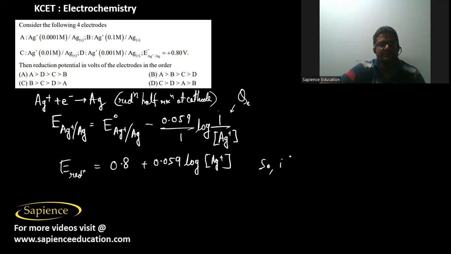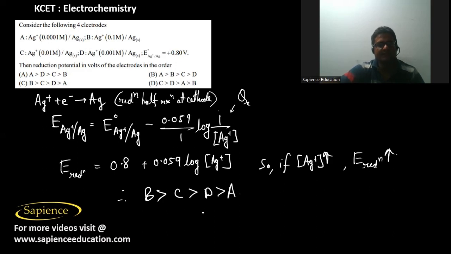So it means that if the concentration of Ag plus increases, then the reduction potential will also increase. So therefore the least concentration of silver will have the least reduction potential also. So here we have to arrange in the descending order. So the highest concentration of silver is in option B only. So B is more than C, which is more than D, which is more than A. So B, C, D, A. So option C is the correct answer.